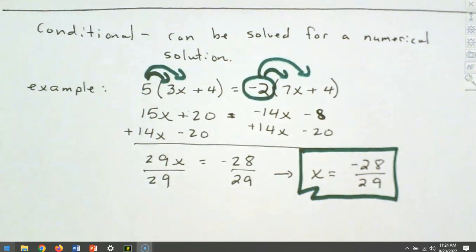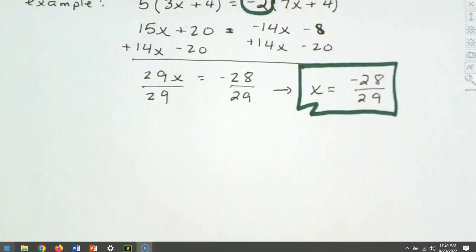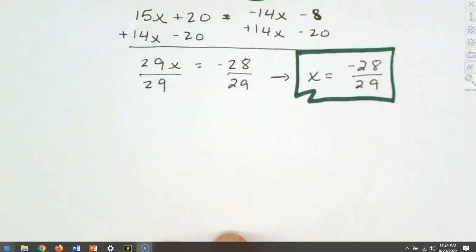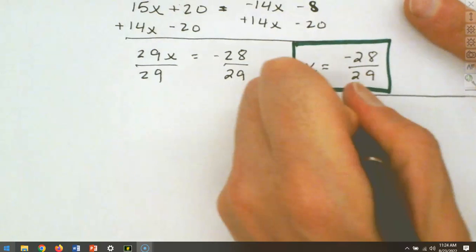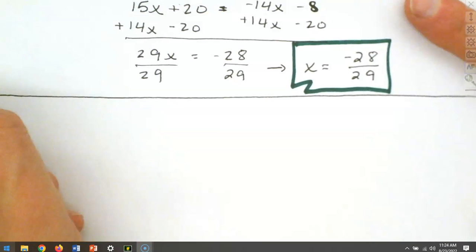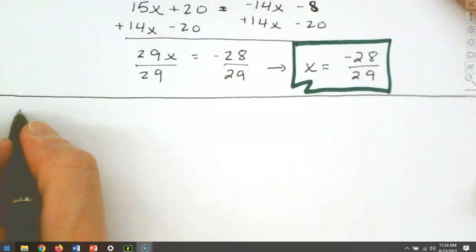Since we got an answer, it's conditional. Conditional just means there's a condition or a number that makes it true. So in our case, that was the answer, and so it's conditional. The other two types of equations aren't used as often, but they are the contradiction and the identity. And we're going to start with the contradiction.